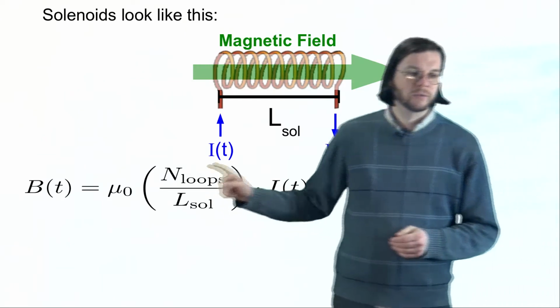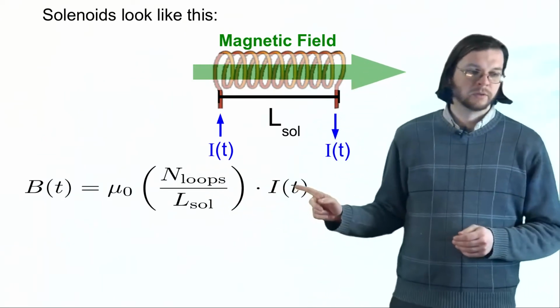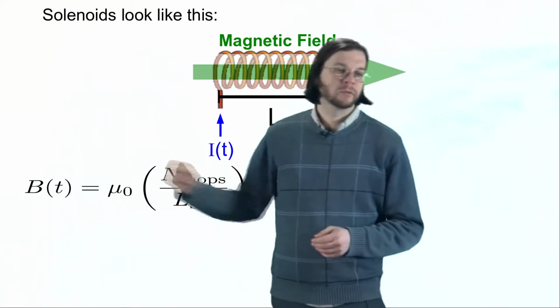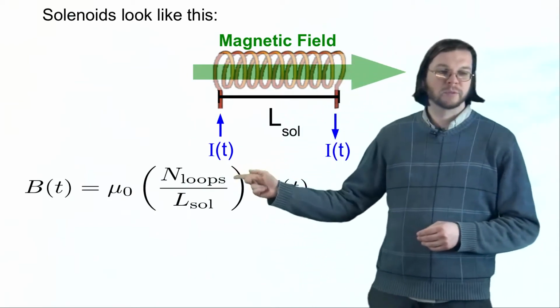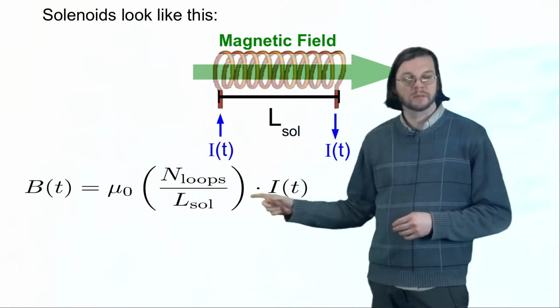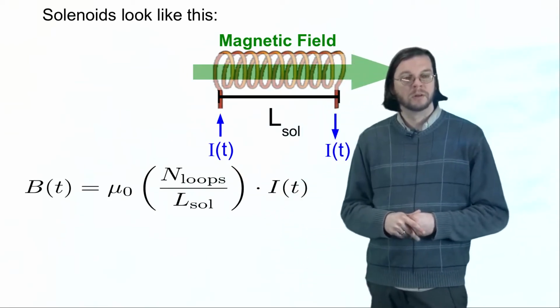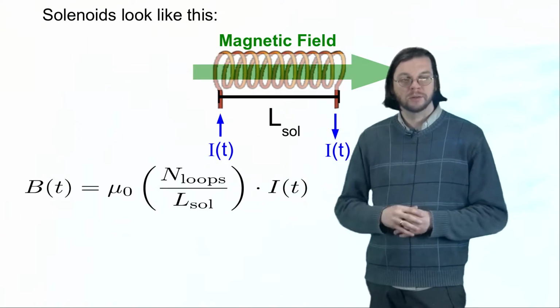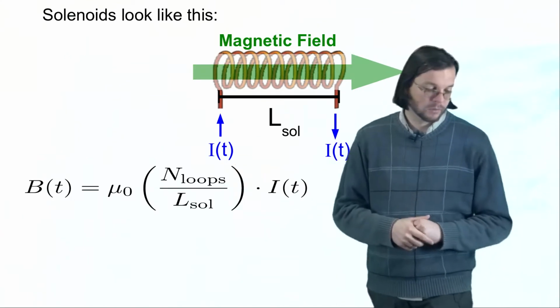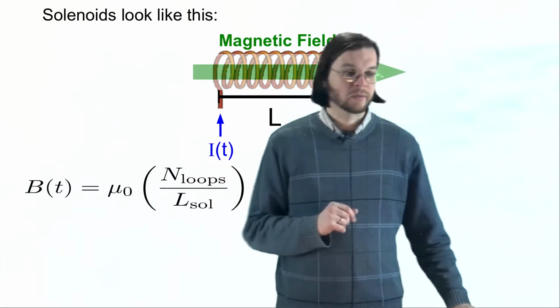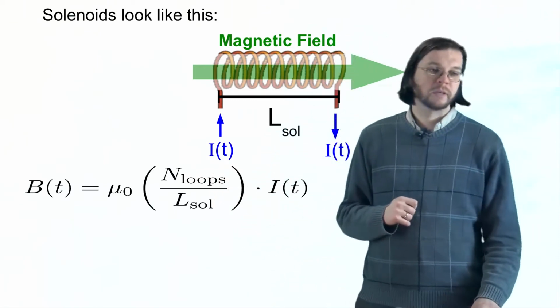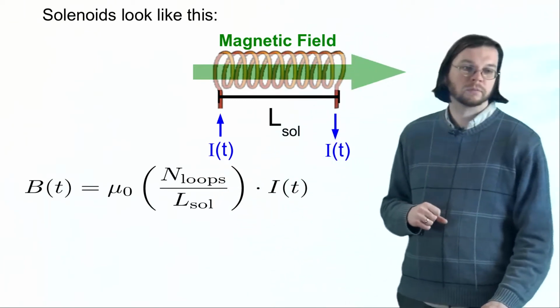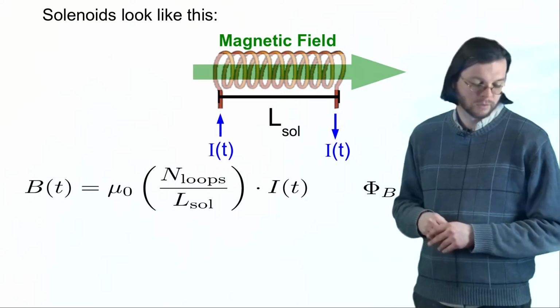So again, the magnetic field depends on the current. So if the current is changing, the magnetic field is changing. Because the number of loops isn't really going to change, and the length of the solenoid is probably not going to change. But if the current is changing, that'll definitely produce a changing magnetic field. And so you can use this with Faraday's law to figure out what the electromotive force would be.